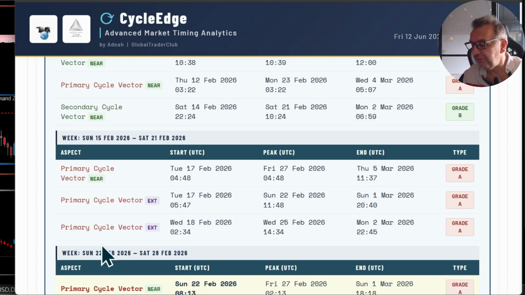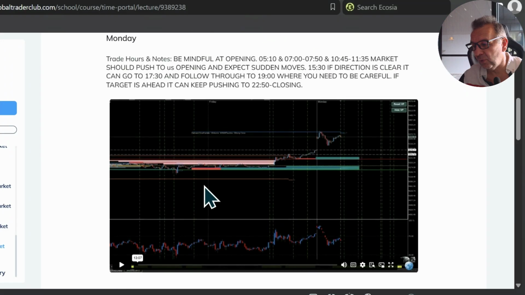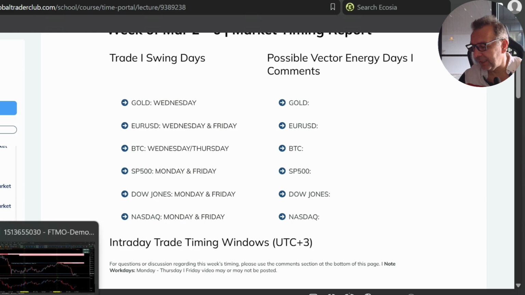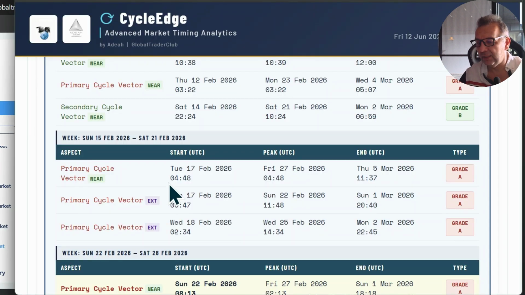All right. If you are in the members area, you guys already know swing days, trade swing days. So as you can see, that's how we're getting them. So let's go back into CycleEdge. All right. So obviously, if something's grade A, obviously better than grade B, but if grade B matches your technical analysis and you want to trade it with your setup, it's also good.